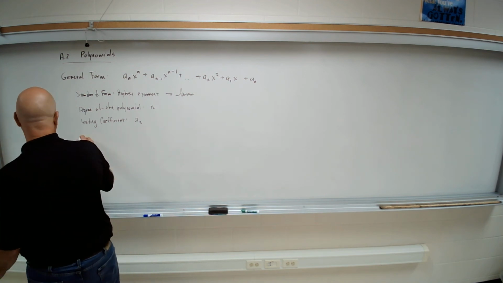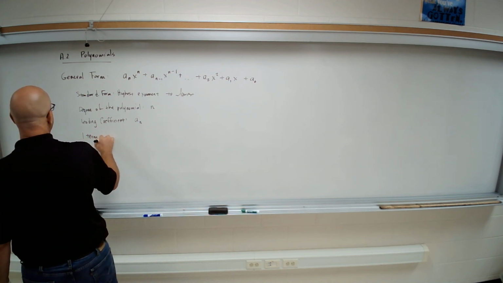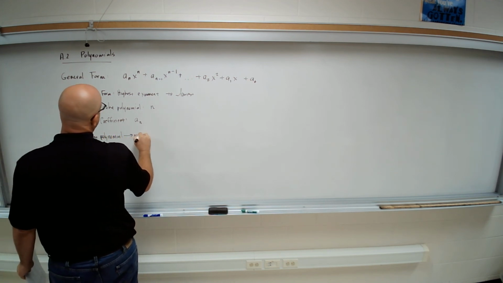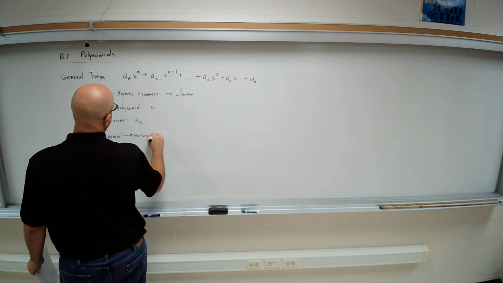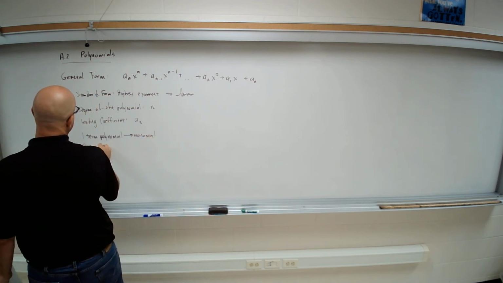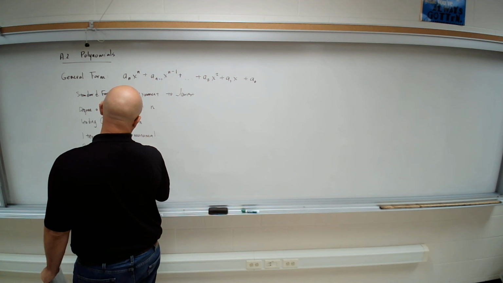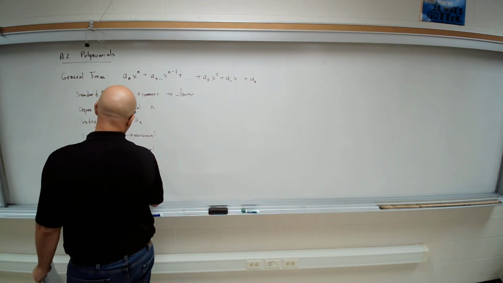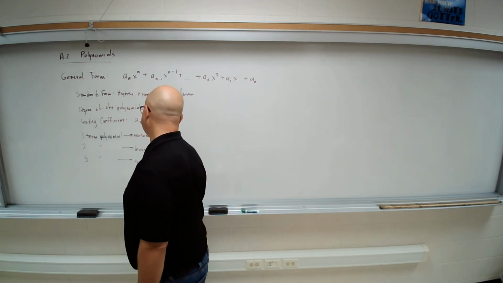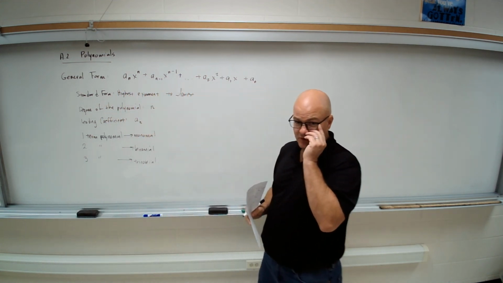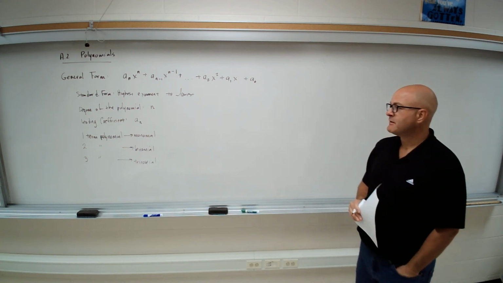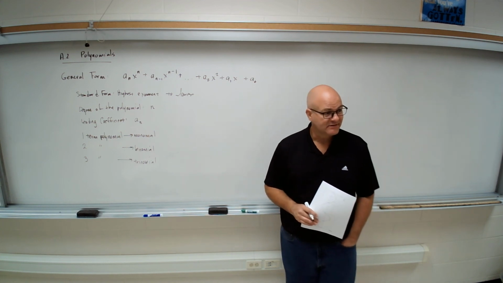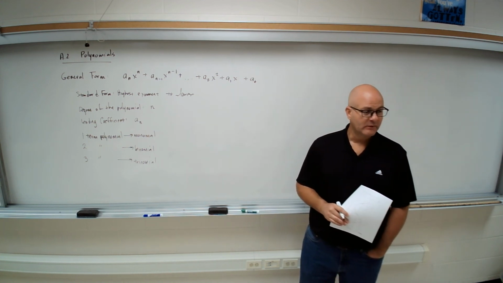Hopefully you remember things like a one-term polynomial. It's called a monomial. If it's got 2 terms, it's a binomial. 3 would be a trinomial. Those are some terms that you should recall from algebra. If it has like 4 terms, we just say it's a 4-term polynomial. I mean, we could find words for it.